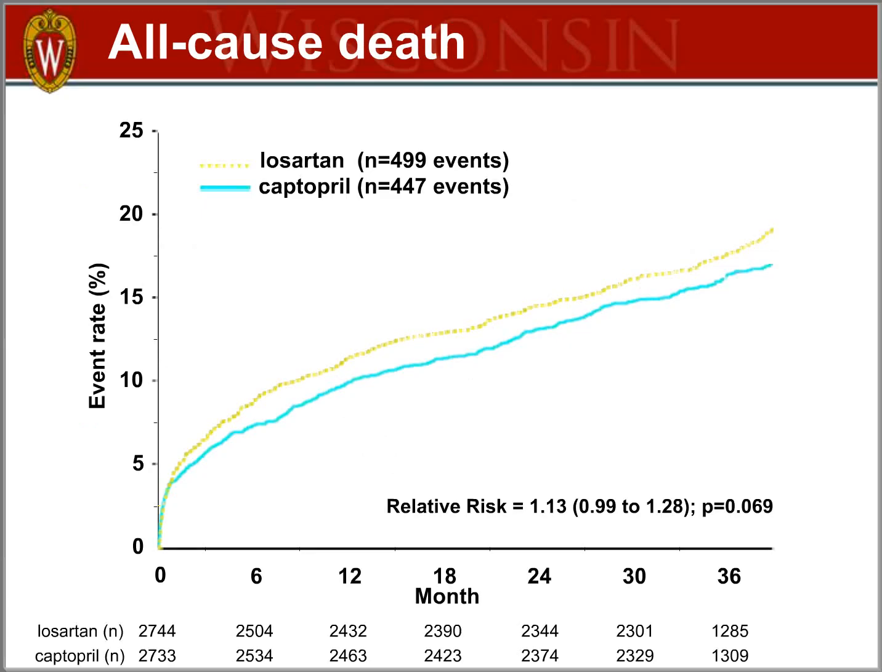The relative risk between losartan and captopril was 1.13, favoring captopril, the standard. As the new therapy was, yes, worse. In fact, it was worse by more than was set forth in the margin of indifference, which was 10%. So this trial, while it was well conducted with a new therapy, did not meet the criteria of non-inferiority.